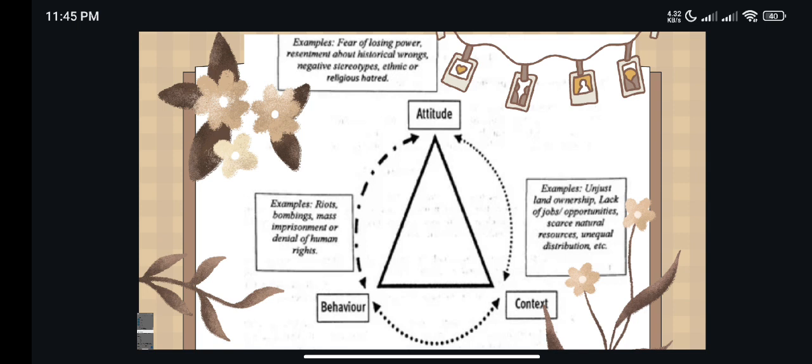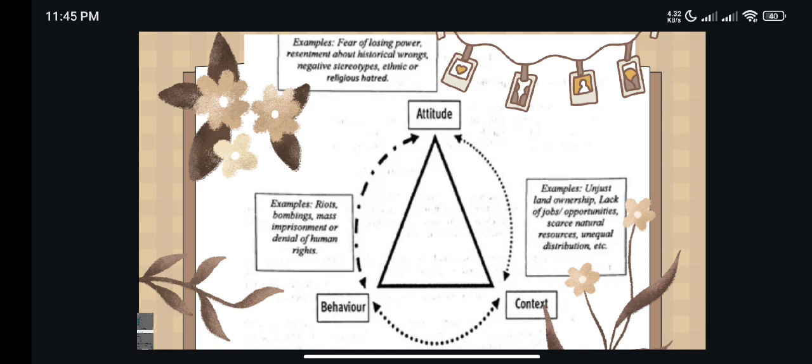Now, let's take a look at the other side of the triangle, which is the behavior. This is what people actually do because of their attitudes. For example, riots, bombings, mass imprisonment, or denial of human rights. These actions are like the branches of the tree, visible signs of underlying attitudes fueling the conflict.